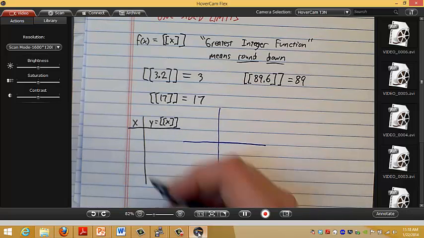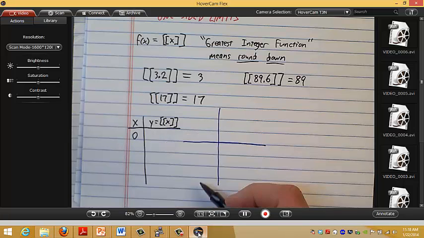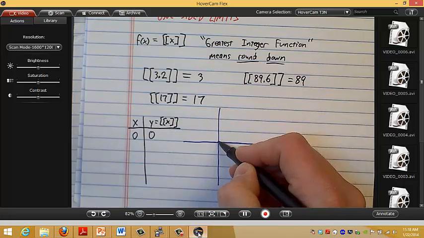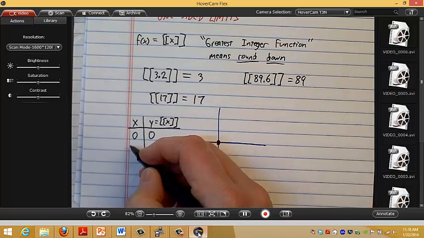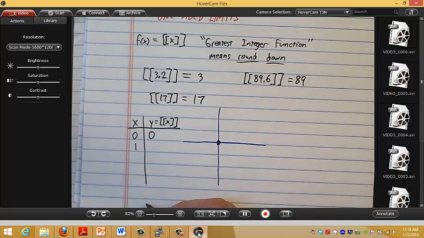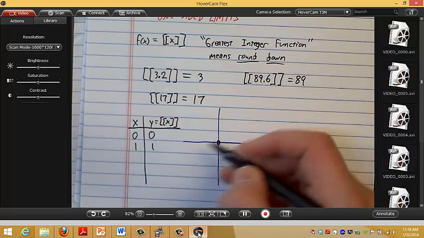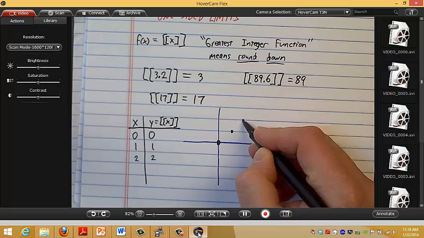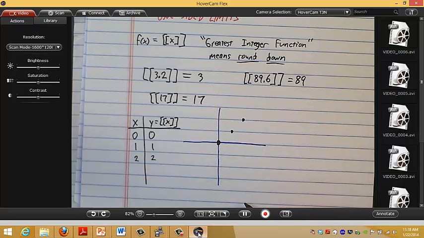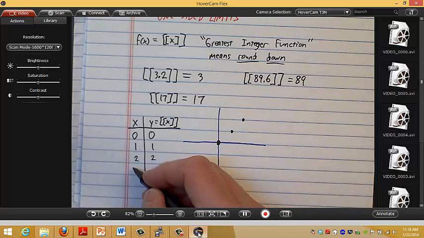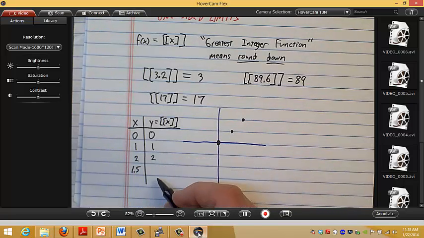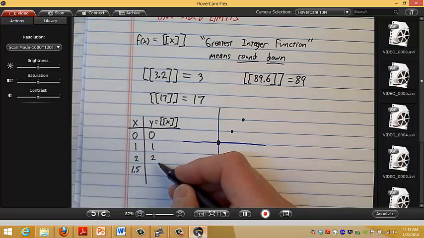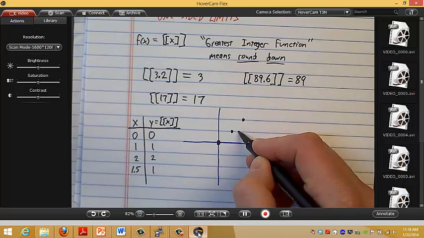And what you do is you pick some values. So I'll tell you what, I'll start with 0. What's the greatest integer of 0? It's 0, right? What's the greatest integer of 1? Well, this is kind of boring, right? The only time it gets interesting is if you put in some kind of a decimal, for instance. So, for example, if I put in 1.5, what's the greatest integer of 1.5? 1. And so now I have maybe a mark right there.